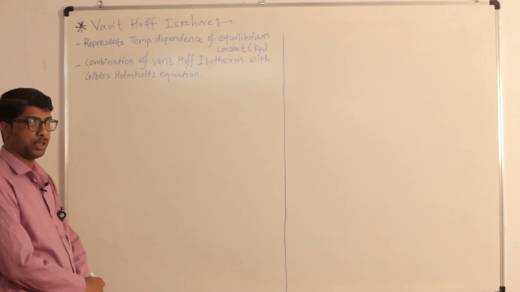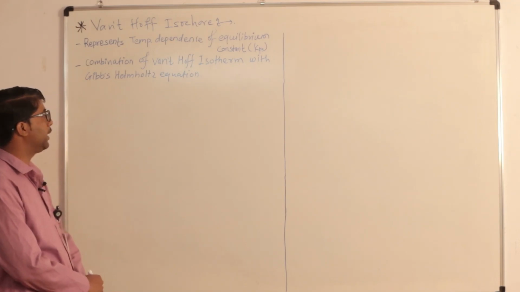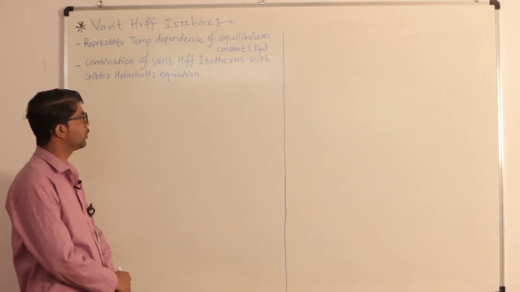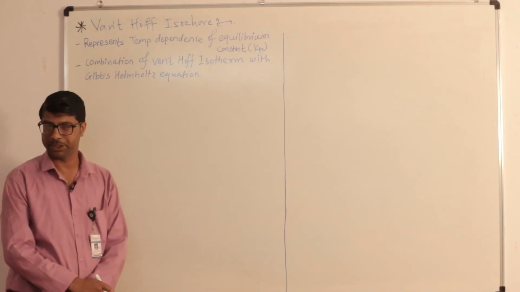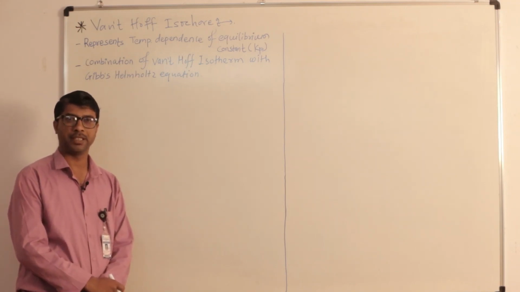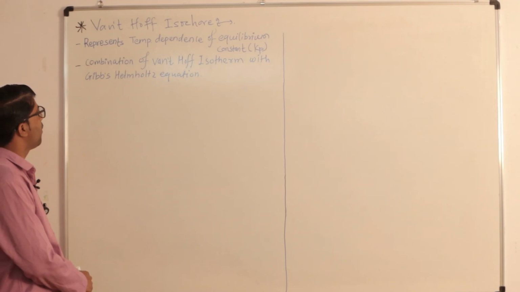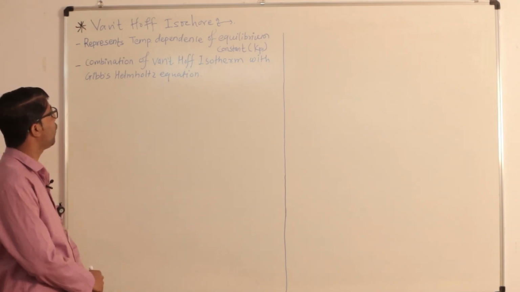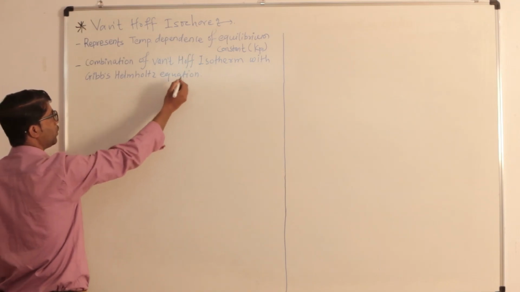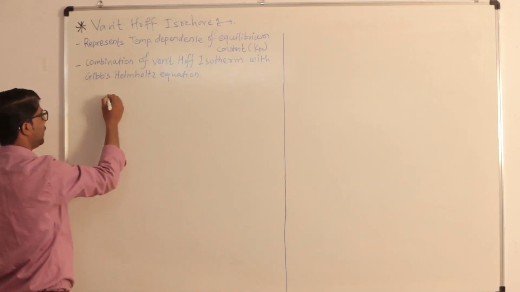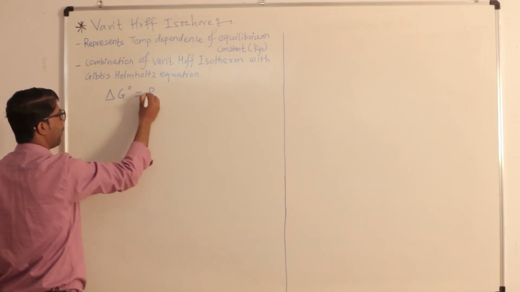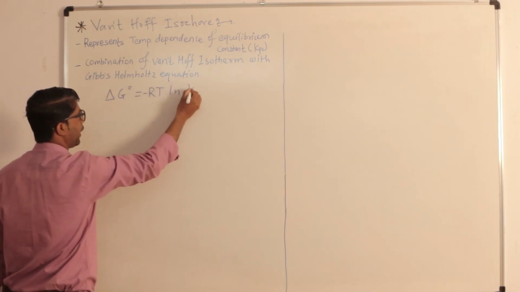In this equation I am going to combine two equations from the same topic, the van't Hoff isotherm and the Gibbs-Helmholtz equation. These are the two equations we learned in our previous lecture. So for the derivation of the van't Hoff isochore, I am going to start with the van't Hoff isotherm equation. This equation is delta G0 equal to minus RT ln Kp.